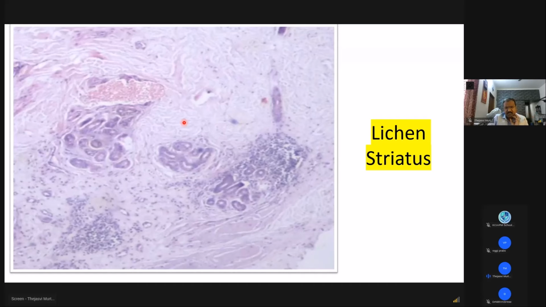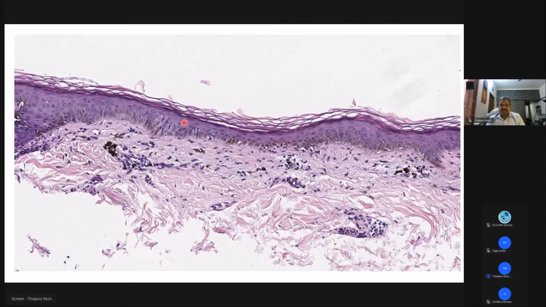Here, alternating papillary dermis, but here perivascular will be there. There you can see histiocytes. Remember that. Okay. Now what are we seeing here?